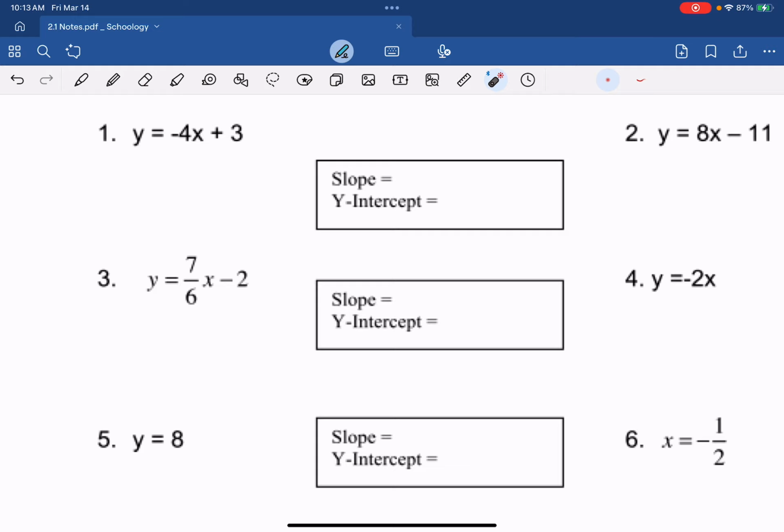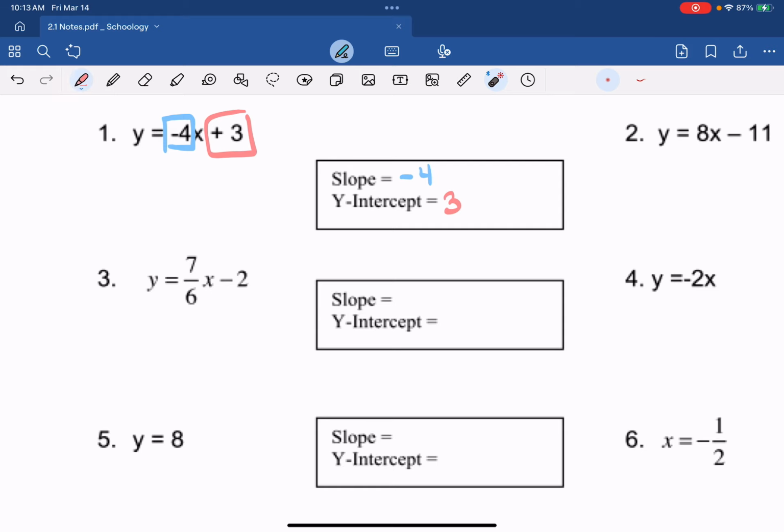So look at our first one, okay? My slope is always going to be my number with x. So my slope is -4. My y-intercept is always my number by itself. So I have a 3. Notice in this one, I always looked at the symbol in front of it. That's why I boxed in my negative, and that's why I included my plus. Okay, because those signs matter.